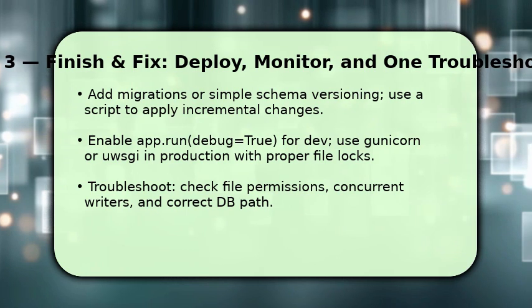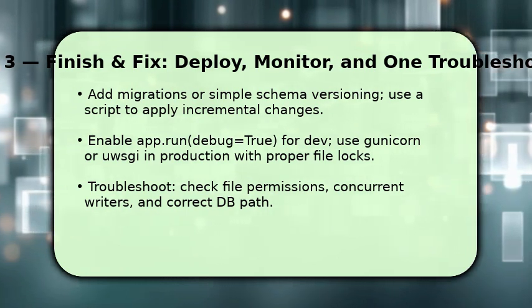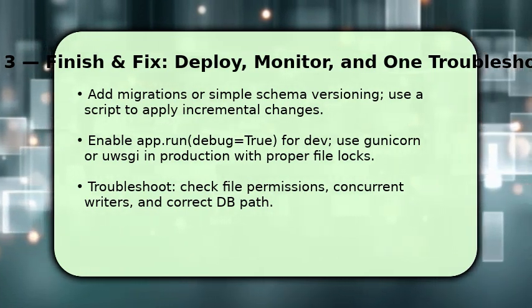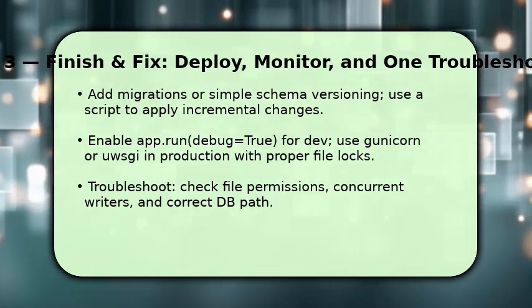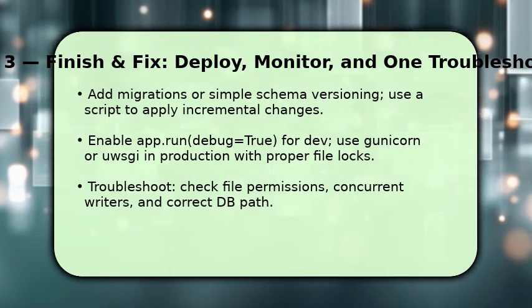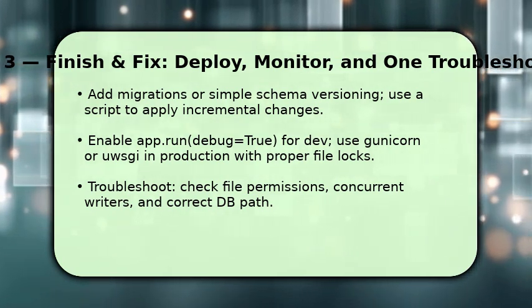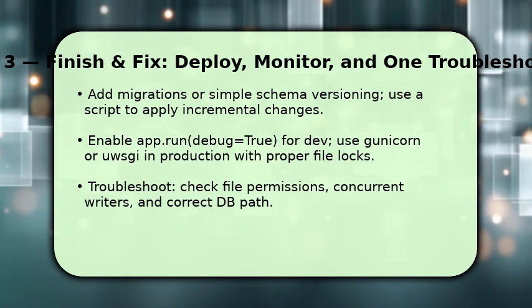For development, use app.run with debug, but in production serve via Gunicorn or uWSGI and ensure your SQLite file is on a fast file system. Make sure to handle concurrency. SQLite allows multiple readers but serializes writers, so implement short transactions and retries.